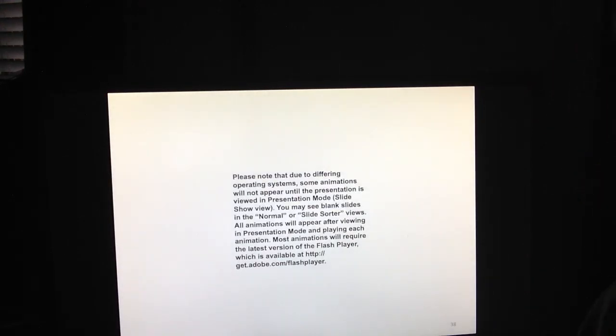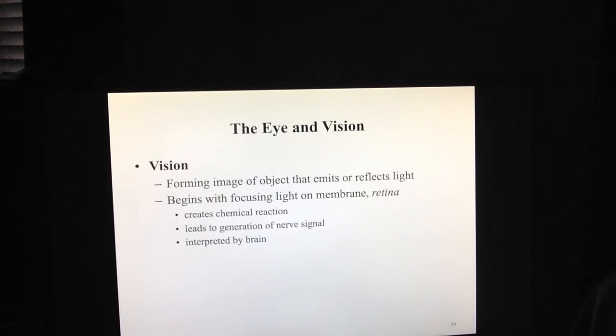This isn't currently working. I'm sorry that it's still in there. Didn't want to delete it because I want you to know we're on slide 39 here, and now we're covering the eye, or vision.